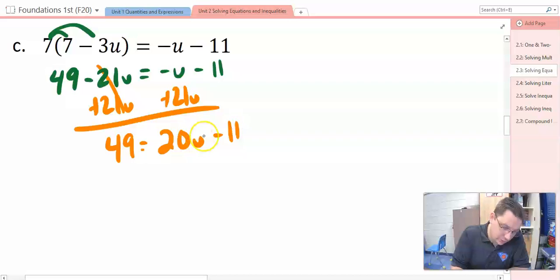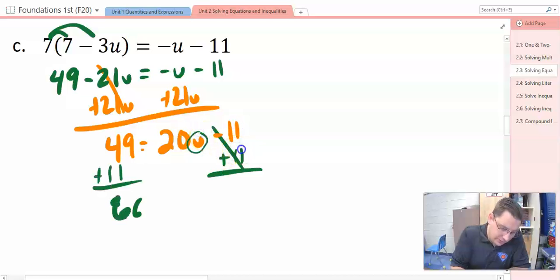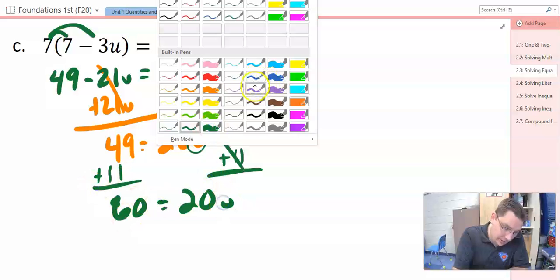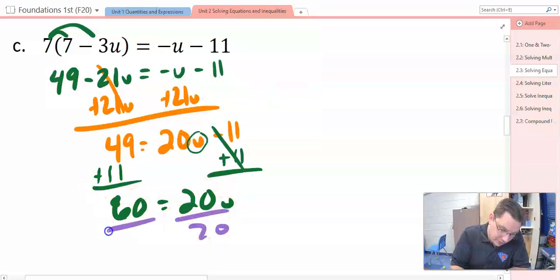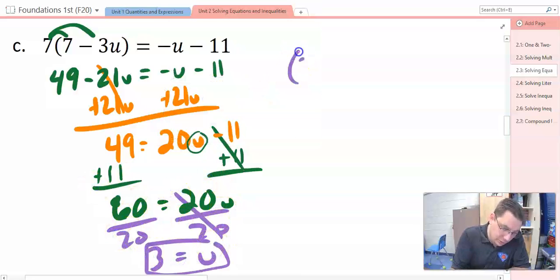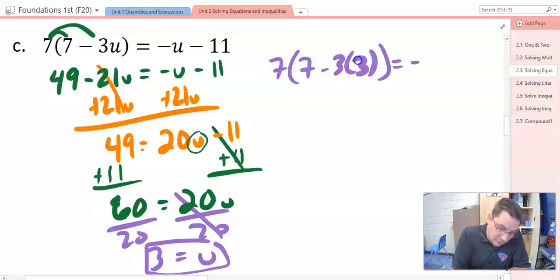Now, here's our u, so I need to move the 11. Adding 11 to both sides gives me 60 is equal to 20u. In our final step here, divide both sides by the 20. And so u is equal to 3. And again, check our work. So 7, parentheses 7 minus 3 times 3, close parentheses, equals negative of 3 minus 11.